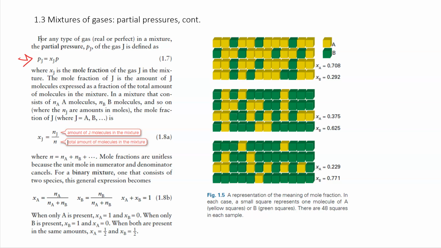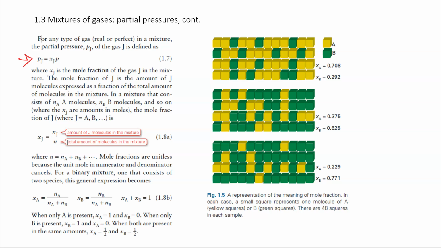P sub J equals the mole fraction of J, X sub J, times the total pressure. Meaning, if you know the mole fraction and you know the total pressure, you can calculate the partial pressure, P sub J, for any component.